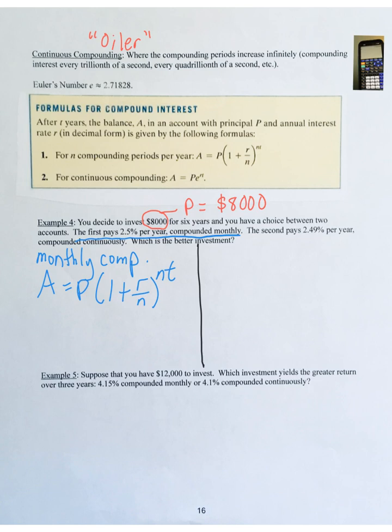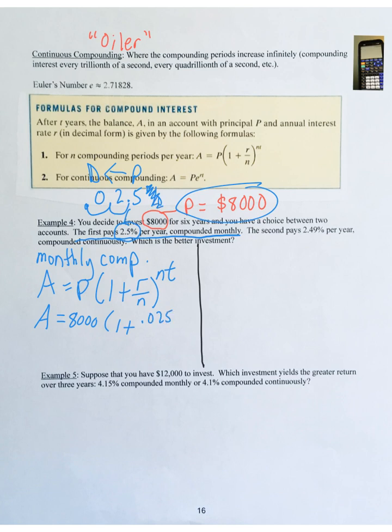We are looking for the full balance A in the account, equals the P we just said we're going to replace with 8,000, parentheses 1 plus the interest rate. Be careful here, you get 2 different interest rates in this word problem. So right now we are only focused on the compounded monthly account. So that one was linked to the 2.5%. You do have to convert it to a pure decimal before it goes into the formula. 2 hops to the left makes it 0.025.